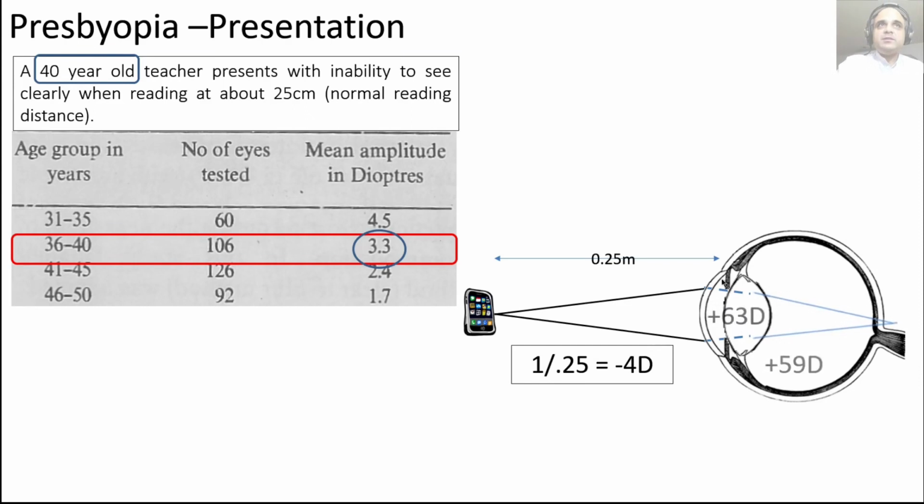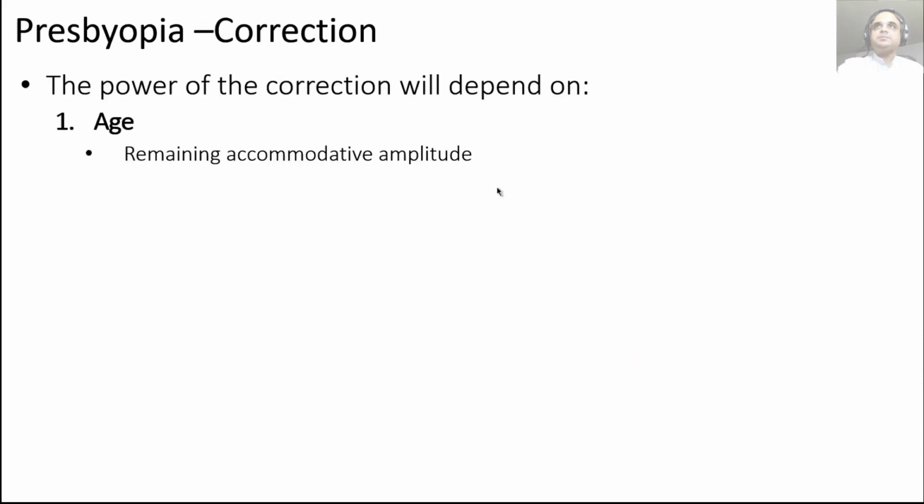It is a blurry image, but the eye can't accommodate anymore because it does not have any more power to raise its power. The ciliary muscles don't have any more power to raise the power of the eye anymore. So this person would have blurry near vision, and that is what presbyopia is. That is how they present.